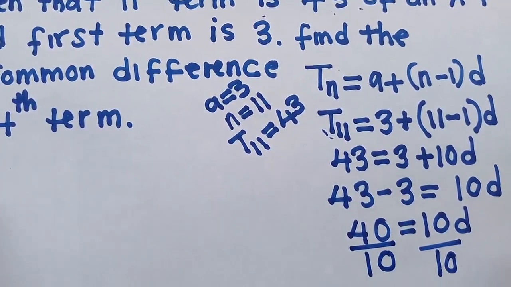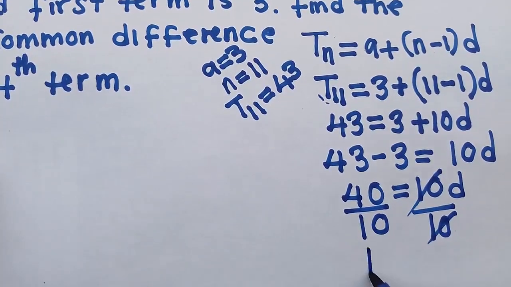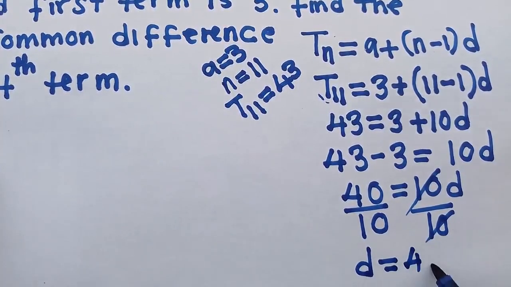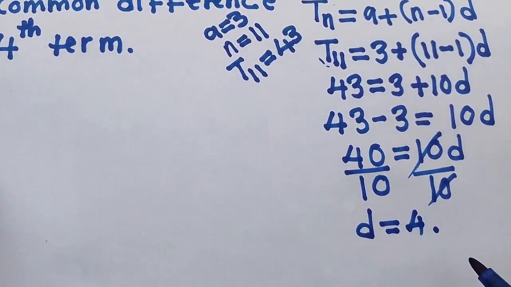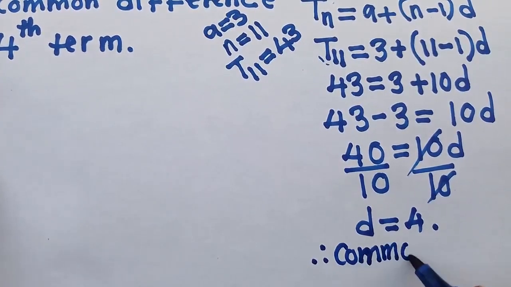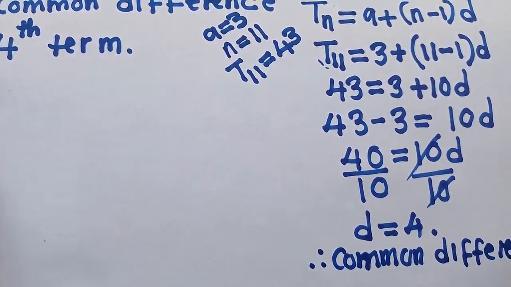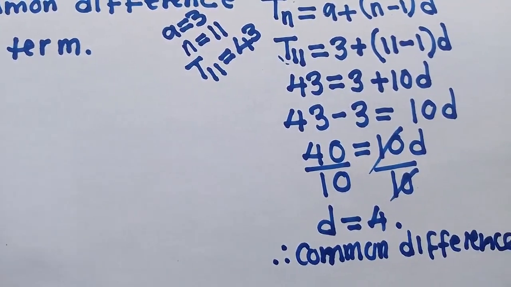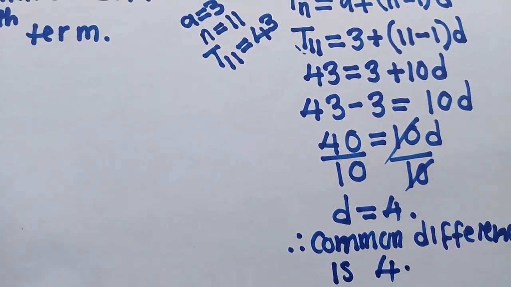Over 10 there. So 10 cancelled. Then I'm going to have my d, which is equal to 40 divided by 10, it is 4. So which means that my common difference is equal to 4. So just say therefore common difference is 4. You are done.